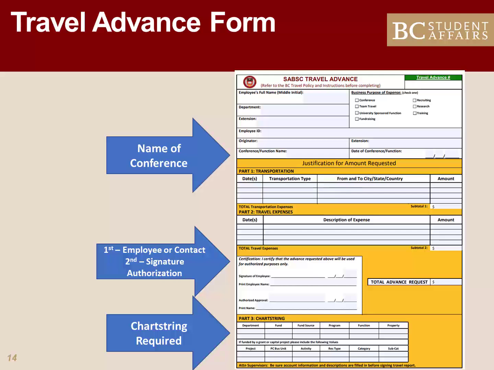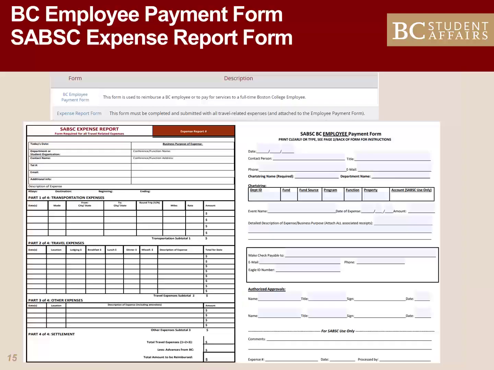Boston College considers the travel advance to be a loan. Therefore, each advance must be settled within 30 days of return from travel through the reconciliation process addressed above. For employees who have yet to reconcile previously issued advances, new advances will not be issued.